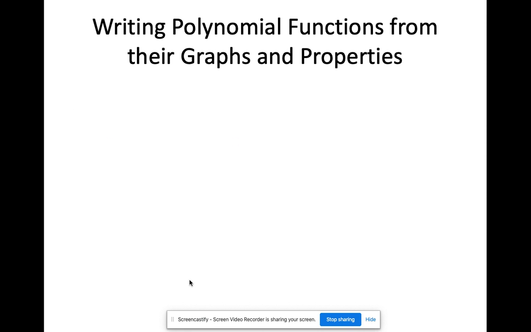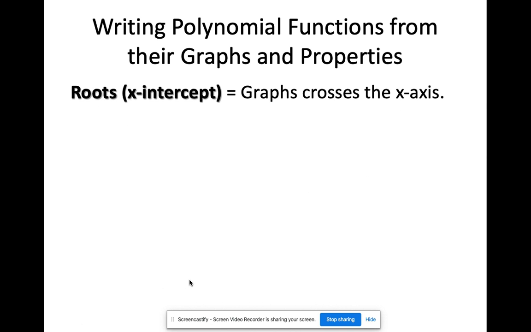Now, we're going to use some of those and some of these in learning how to write polynomials from graphs. So the first concept that we need to know is the concept of roots, or otherwise known as x-intercepts. So in the graph, an x-intercept is when the graph crosses the x-axis. Okay, so say for example, the graph crosses at x equals 3, which means x minus 3 is a factor.